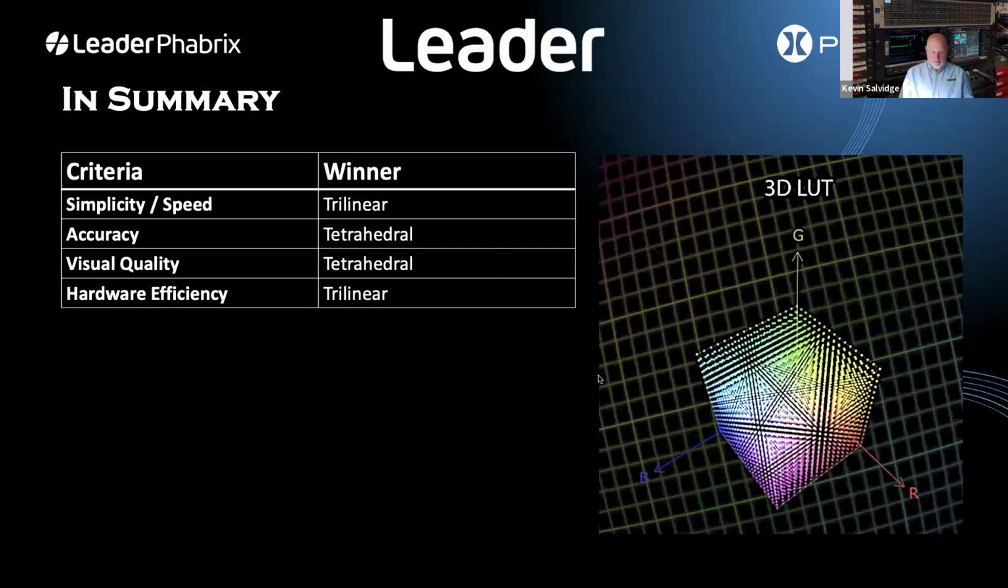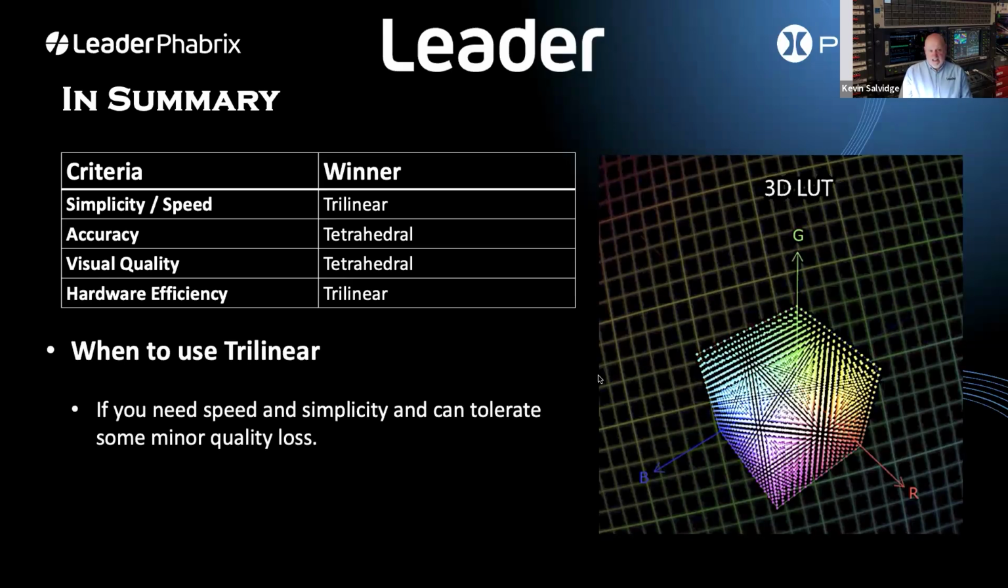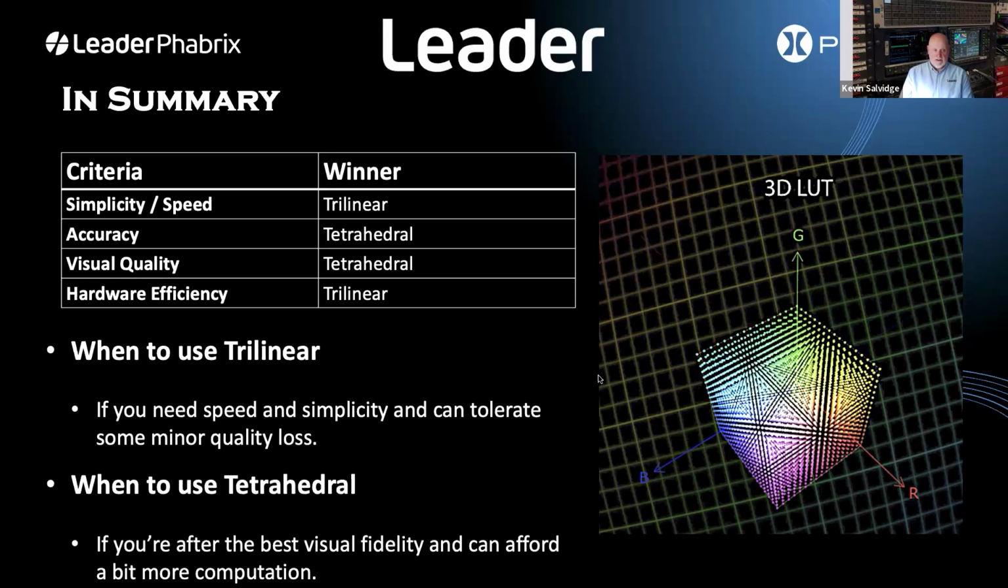So in summary, there are criteria where trilinear is going to win out over tetrahedral and vice versa. When to use trilinear? If you need speed and simplicity and can tolerate some minor quality losses. Whereas tetrahedral, if you're after the best visual fidelity and can afford a bit more computing processing power, that's the way to go. And as Steve's just outlined, processing power today isn't normally an issue, is it? No, it's not.